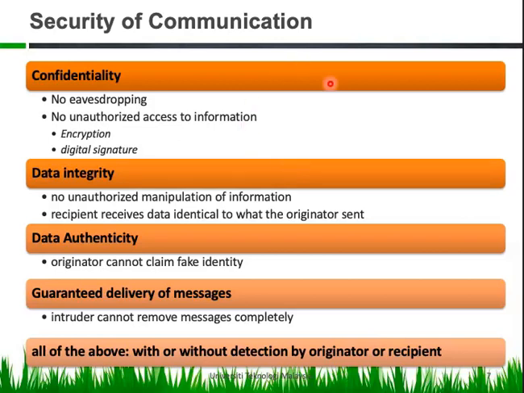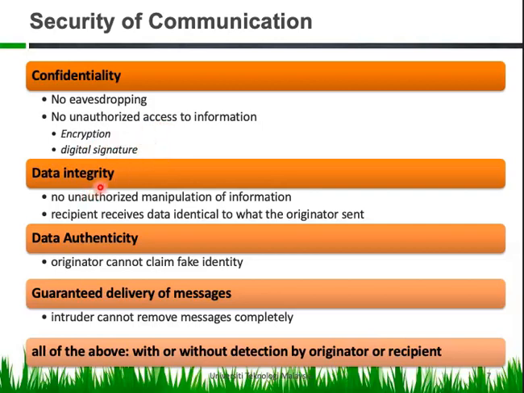These are the important things to secure the communication. The first one is confidentiality. We want the data to be only accessible by authorized parties, and this type of access includes printing, displaying, and other forms of disclosure, including simply revealing the existence of an object. We don't want that to be accessible to others. Also we don't want eavesdropping and no unauthorized access to information. This can be avoided by using encryption and also digital signature, which we will look at in part 2.